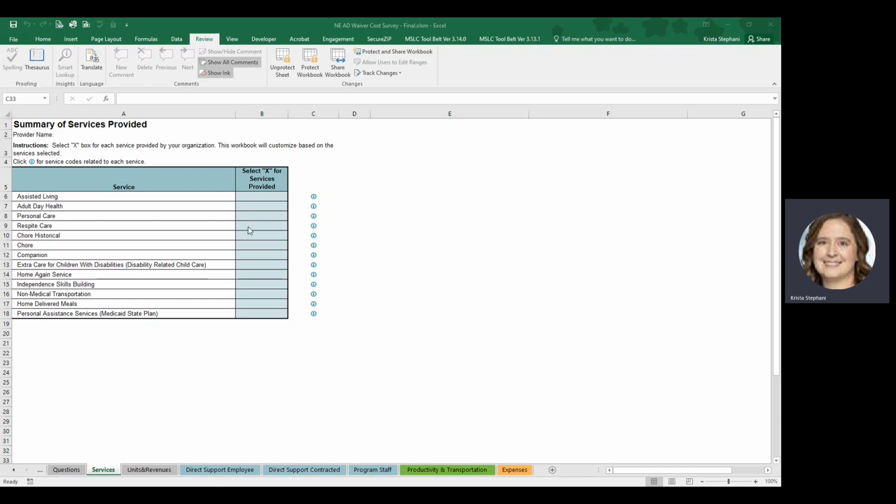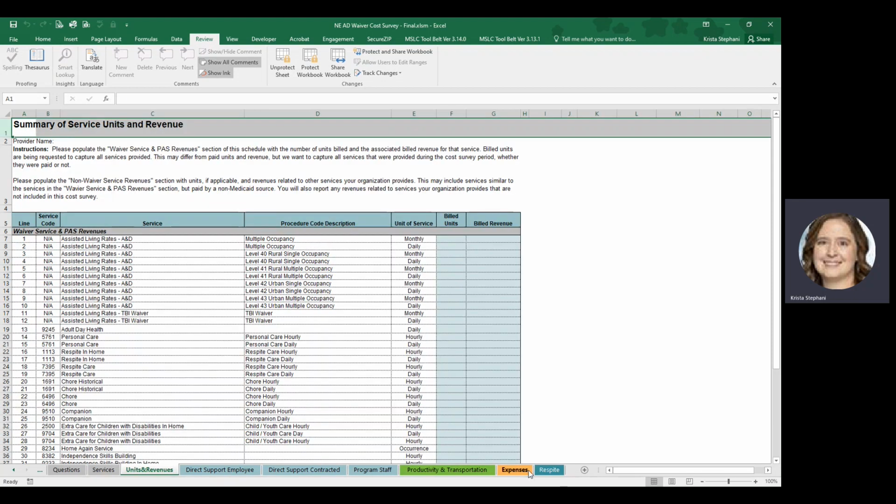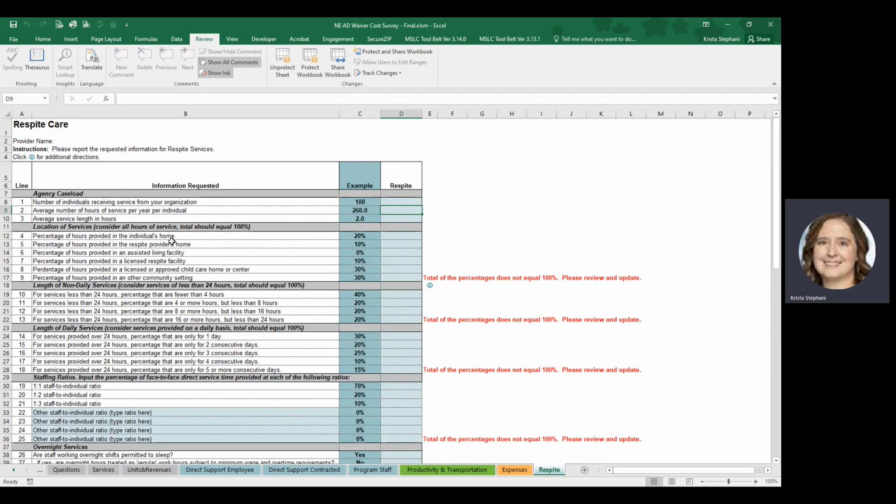To access the Respite Care Service-Specific tab of this workbook, you must first navigate to the Services tab. From there, you'll either type or select X next to Respite Care and click on another tab within the workbook. You will see then that the Respite Services Service-Specific tab will appear. Click on that tab and you will see the information that we are asking you to provide as it relates to providing respite care by your organization.